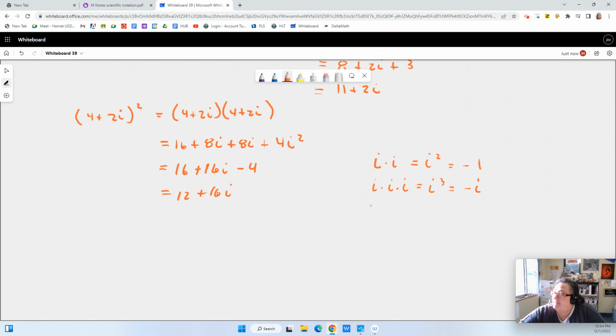What if I have i times i times i times i? Well, that's i to the 4th, right? Well, that's like taking this -i and multiplying it times i. So I get negative i squared, which just brings me back to 1. Right? Because if I plug in -1 for that i squared and I multiply it times the negative, it's just going to make it positive.